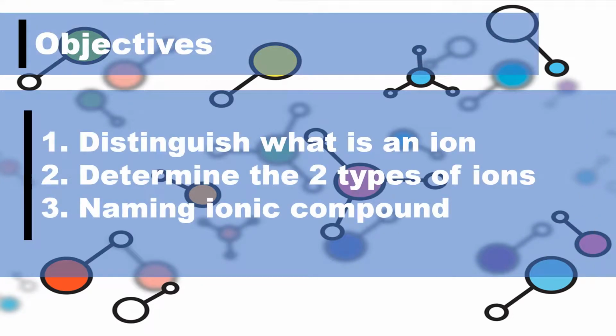But before that, let me introduce to you the following objectives of this tutorial video. First objective is to distinguish what is an ion. Second, determine the two types of ions, and lastly, naming ionic compounds.